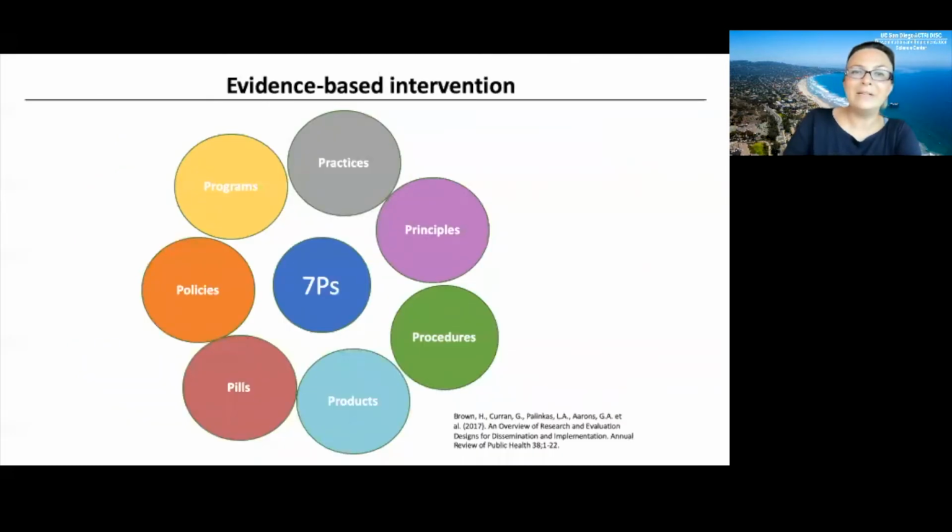When defining evidence-based interventions, we often use a broad definition. Using the 7 Ps can help us remember this. The 7 Ps suggest that evidence-based interventions can include programs, practices, principles, procedures, products, pills, and policies. As you define your evidence-based intervention, you can use this broad definition.